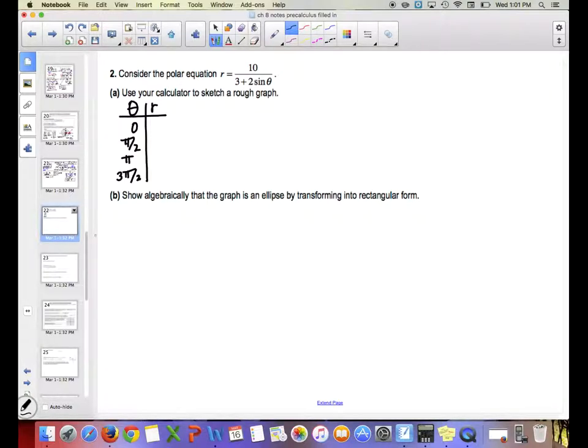So what is sine of 0? 0. So the first one, we're going to get 10 over 3. Sine of pi over 2. Think about your unit circle. Sine of pi over 2 up here. It's 1, so I have 10 over 5, which is 2. Pi gives me 0 again, so I'm back to 10 thirds. And 3 pi over 2 gives me a negative 1, so I'm going to have 10 over 3 minus 2. So I have 10 over 1, so I get 10.